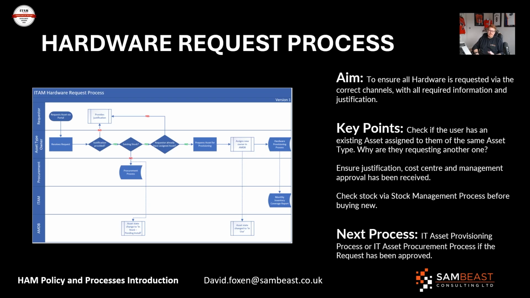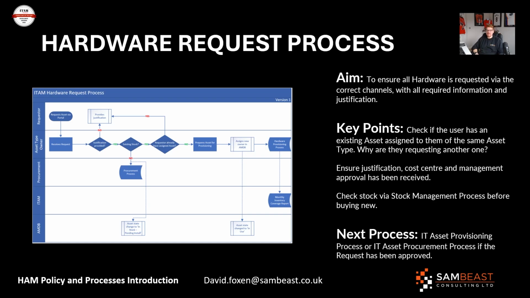Key points here, make sure you're checking if a user has an existing asset assigned to them of the same asset type. AKA, someone's put a request in for another phone. They've already got one assigned in the AIMDB. Why are you requesting another phone? You don't need it. Ensure they've got justification, cost center, and management approval. Complete waste of time following any of this stuff if the line manager actually says no, they don't have it or they don't have budget for it. It's a waste of your time. It's a waste of their time.